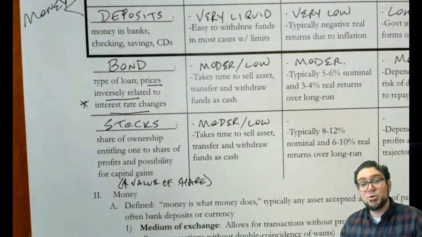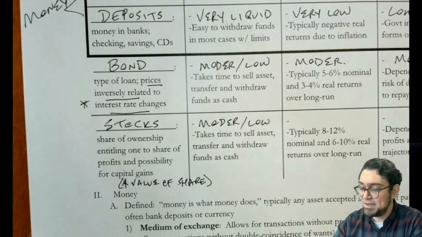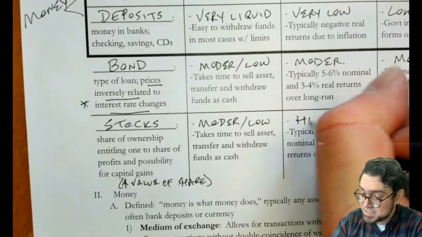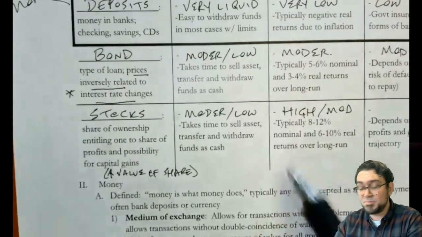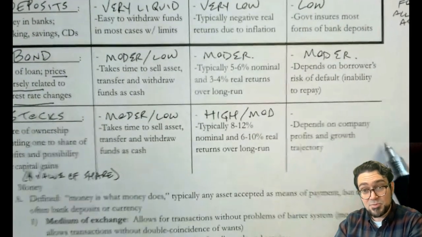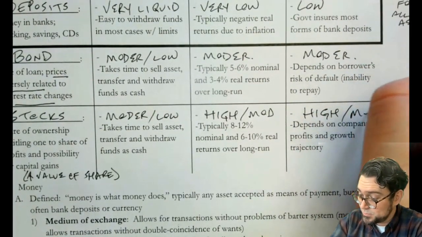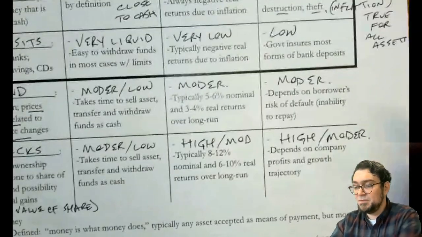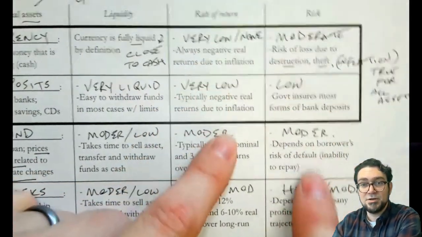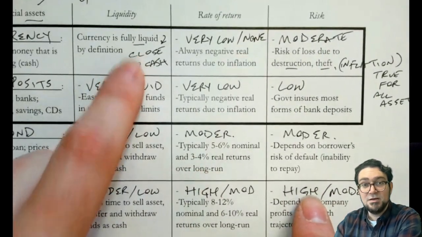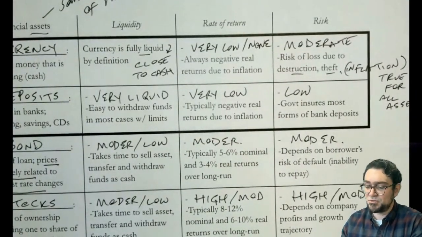Again, you would have to find someone who would buy that share of stock, and then you would turn that into cash so that you would actually have cash. Generally, we'd say that stocks have high rates of return or moderate rates of return. It varies, again, depending on the particular company, depends on the company profits and growth trajectory, but they have higher and moderate rates of risk as well. So you can note that there's often a trade-off here between liquidity, rate of return, and risk. And often that's a balance that folks have to try to strike.